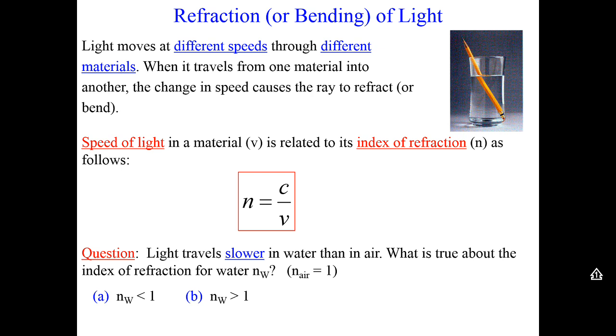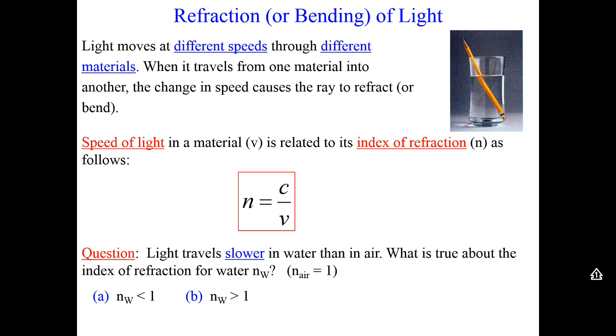Notice the index of refraction is unitless. It is meters per second divided by meters per second, so the units all cancel out. If we take water, the speed of light in water is about 2.25 times 10 to the 8 meters per second, so light is slower. So to find the index of refraction, we divide the speed of light in a vacuum, 3 times 10 to the 8, by 2.25 times 10 to the 8, the speed of light in water, and we get an index of refraction of about 1.33. So the index of refraction is always greater than 1. That's because nothing can go faster than the speed of light in a vacuum.